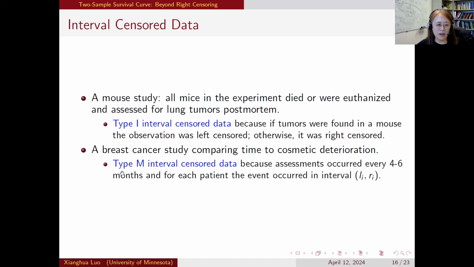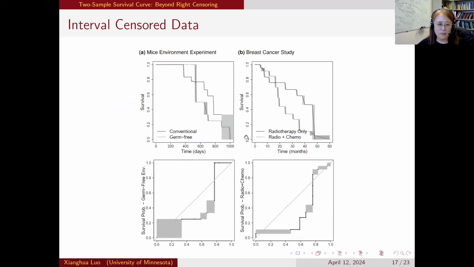Right? And the other interval censored data example is from a breast cancer study comparing time to cosmetic deterioration. So this is the time variable of interest. And it's called type 2 interval censored data because assessment of this condition, the deterioration, occurred every few months. And for each patient, the event occurred in intervals like this, right? L for left, R for right. And I'm not going to show you the nonparametric MLE's estimator form, but this is the graphical result.